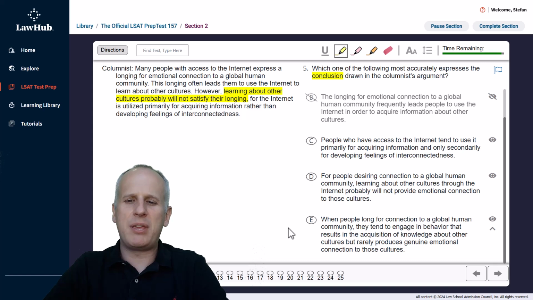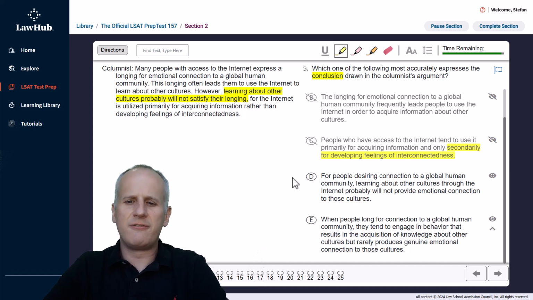And we read choice C. People who have access to the internet tend to use it primarily for acquiring information and only secondarily for developing feelings of interconnectedness. Well, we don't actually discuss a secondarily statement at all in our conclusion. Ours is about this longing not being satisfied as opposed to comparing the primary usage versus a secondary usage. And they don't actually say that it's a secondary usage anyway in this final sentence, but regardless of how you break it down, choice C hopefully is rather clearly incorrect.